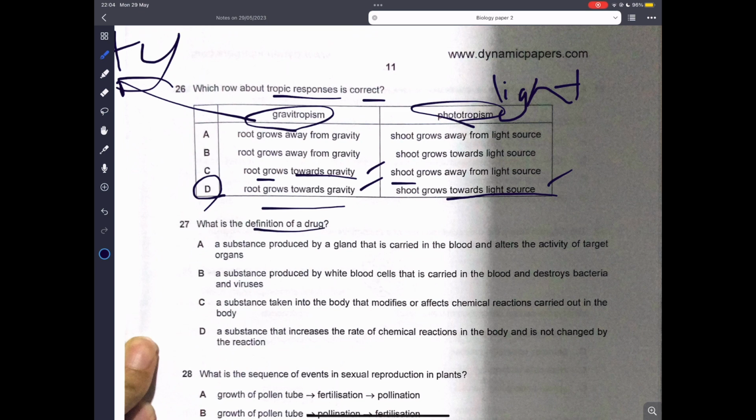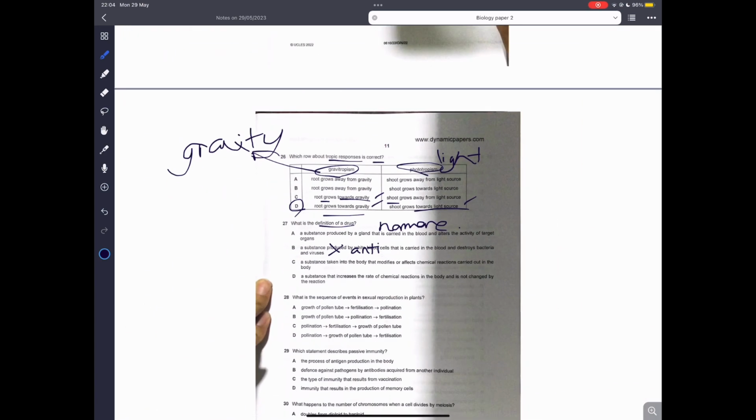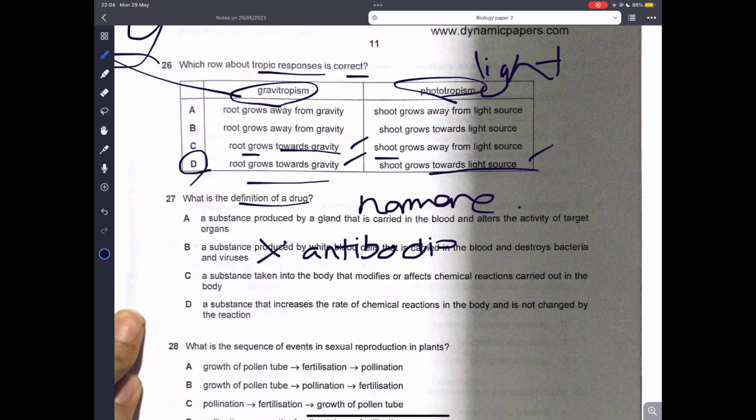27. What is the definition of a drug? So a drug is a substance taken into the body that modifies or affects chemical reactions. So C is the correct answer. A is not the correct answer because A is describing what is known as a hormone, and B is describing what is known as antibodies. And D is describing something called a catalyst or an enzyme. So C is the reasonable answer, which is drug.